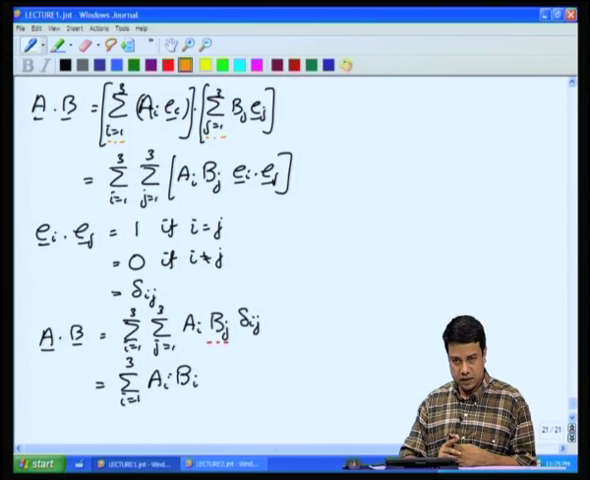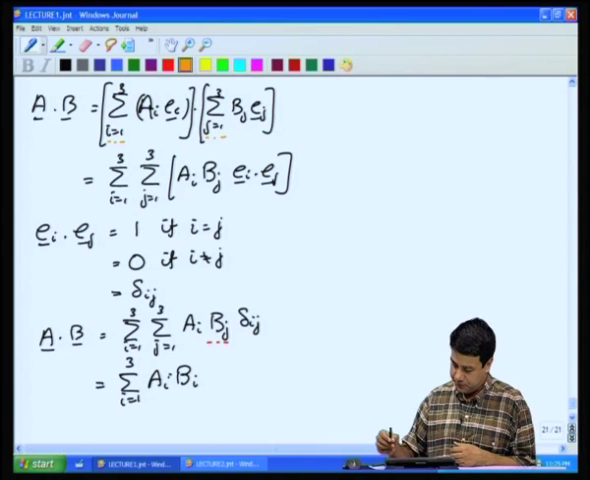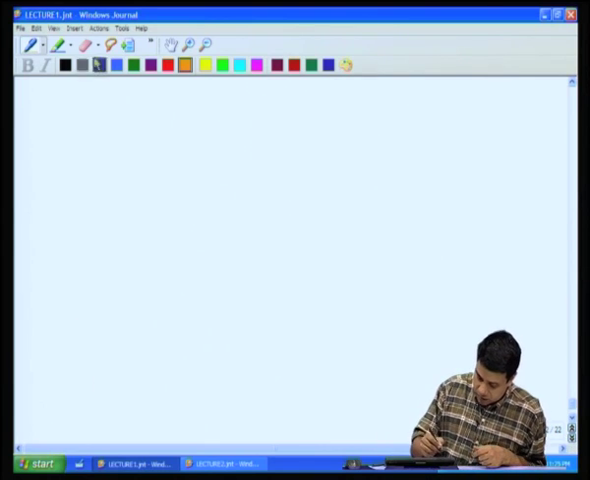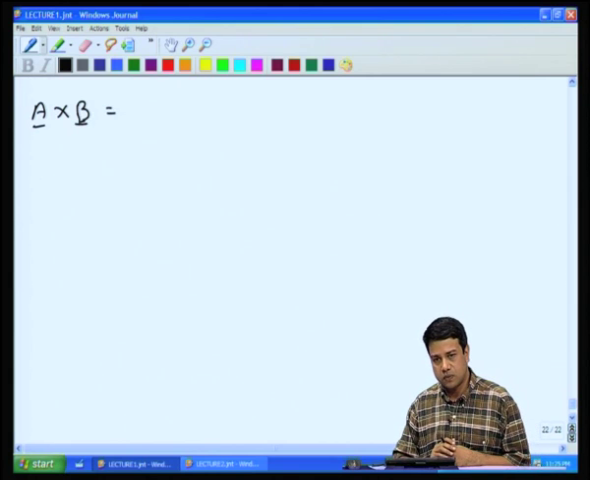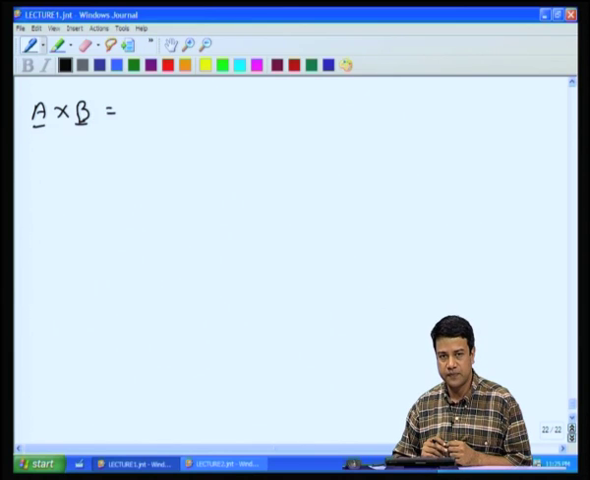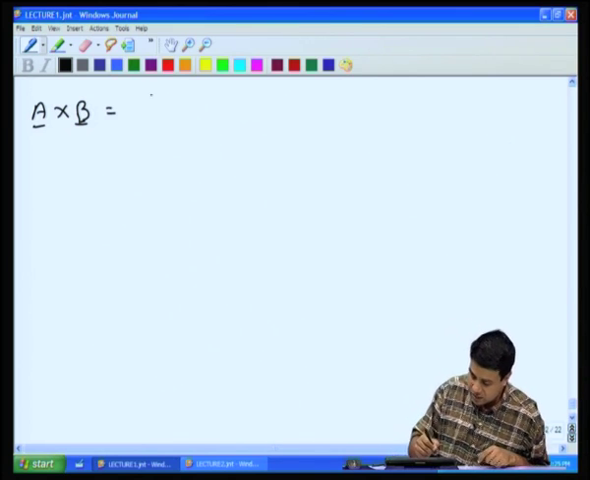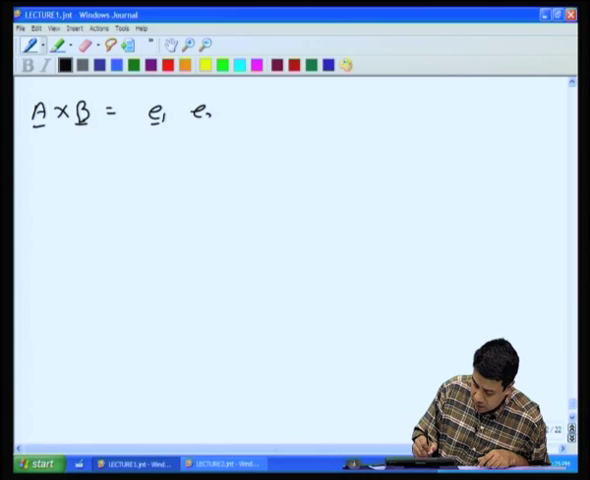The other vector product that you are used to is what is called the cross product. Okay. A vector cross B vector. Okay. There are many ways to write it. One is to write it as magnitude of A, magnitude of B, sin theta. Okay. The other way that it is usually written is to take the determinant of the matrix which consists of e_1, e_2, e_3, A_1, A_2, A_3, B_1.